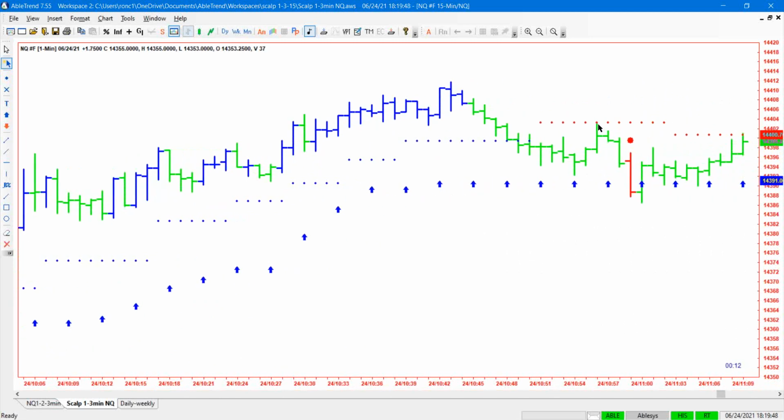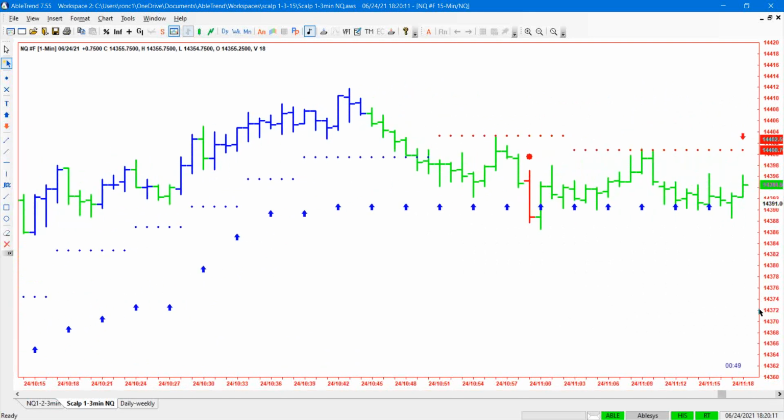Okay. This hits the red dot, closes under it, and that's a winner because it came down 5 points. Just looking for 5. That's a target. It's $100, and that was a winner. Okay. Any one of these hits the blue arrow and clearly closes above it, and then a couple of minutes later we got the 5 points. So that was another $100 winner.